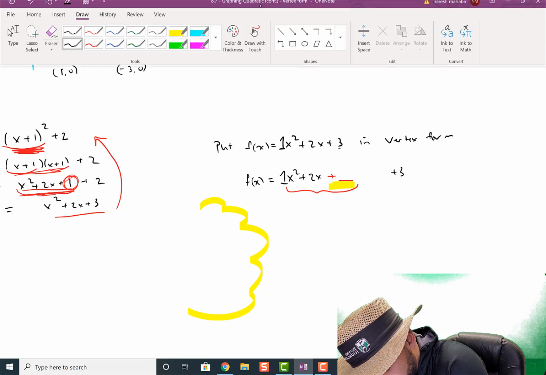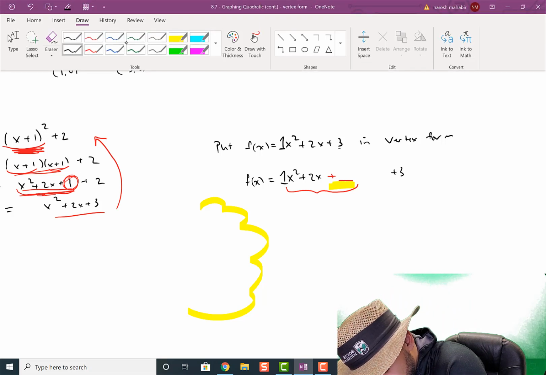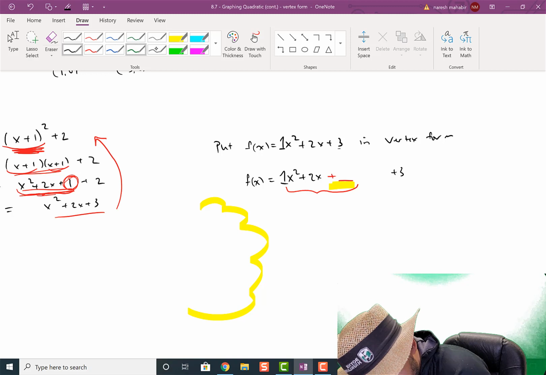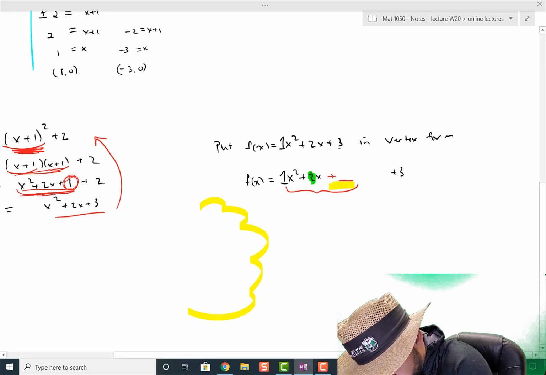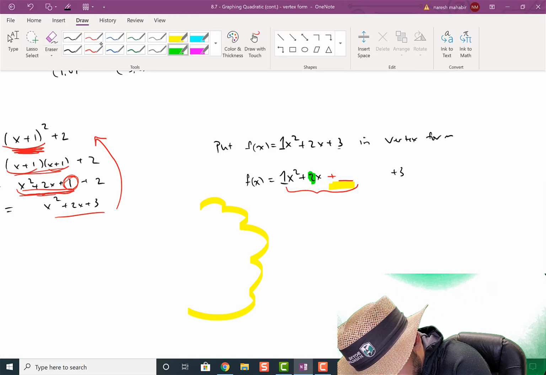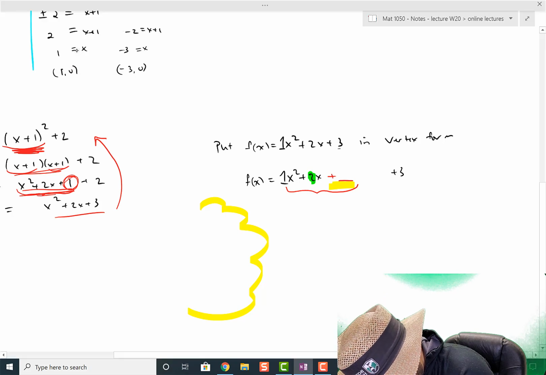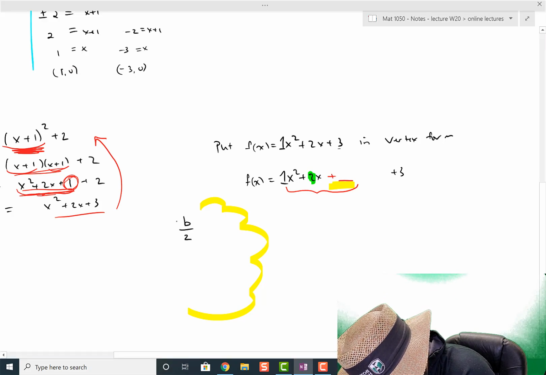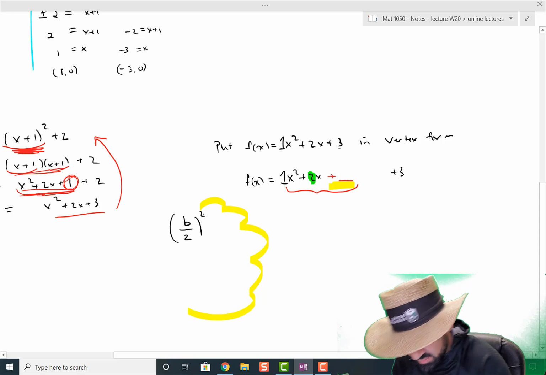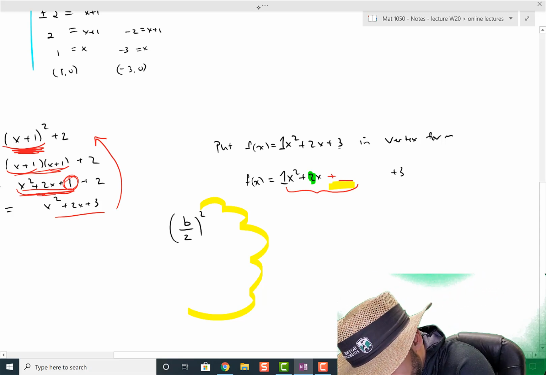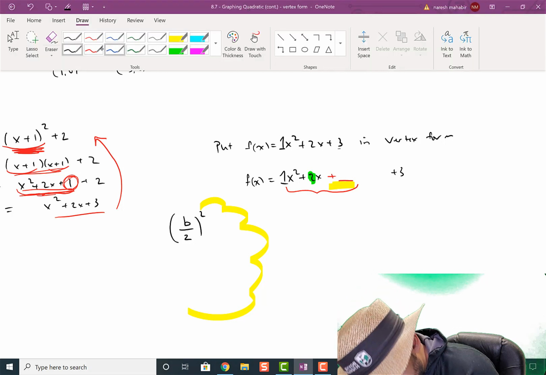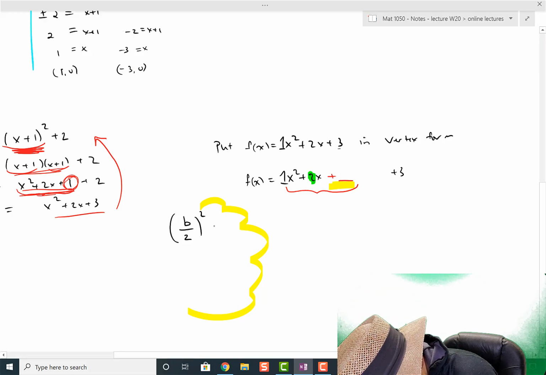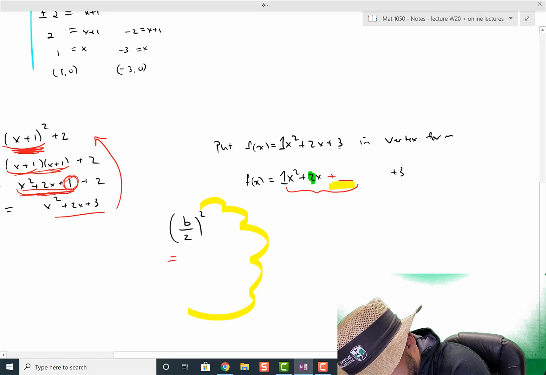How do we find that number that goes there? Okay, well, what you do is you take the b term, which is this thing, the 2. Okay? And what you do is you take b, you divide it by 2, and then you square that guy. And what that allows to happen is it gives you a number that will make that thing beautifully complete.